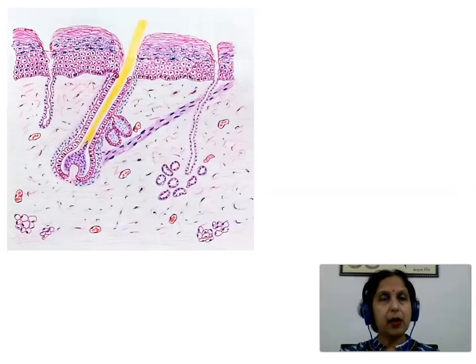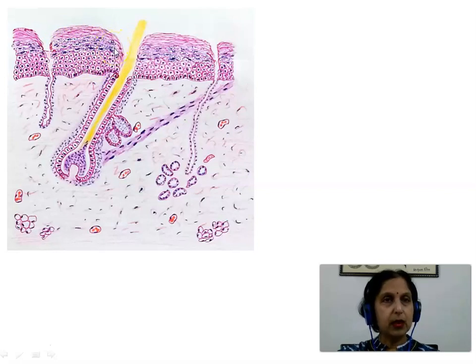Now that we have seen the differences between thick skin and thin skin, let us now see a diagram of thin skin. What we see here is the epidermal layer, the different strata which we see here. This is the stratum basale, which is the deepest layer of epidermis. Then we see the stratum spinosum, 4 to 5 layers of polygonal cells or prickle cells. Next we see the stratum granulosum.